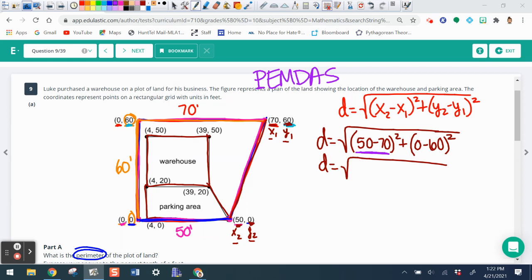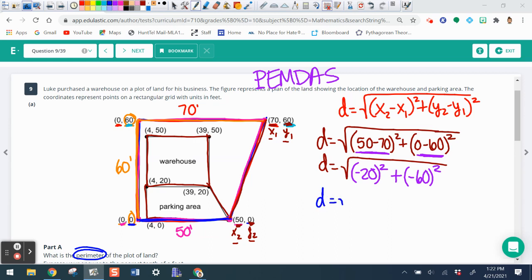We can simplify 50 take away 70, and we actually get negative 20. And we're going to do the same thing with this set of parentheses as well. And 0 take away 60 is a negative 60. So that's what the P in PEMDAS really means. Is there any work to be done inside the parentheses?